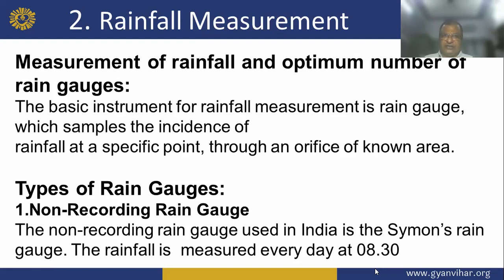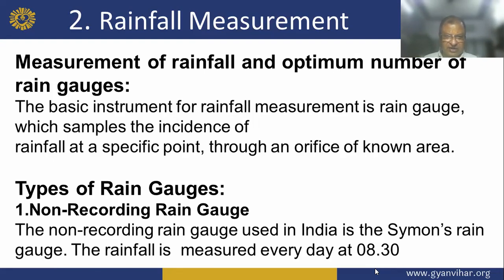Next, rainfall measurement, and the optimum number of rain gauges. The basic instrument for rainfall measurement is the rain gauge, which samples the rainfall at a specific point through an orifice of known area. So the types of rain gauge.